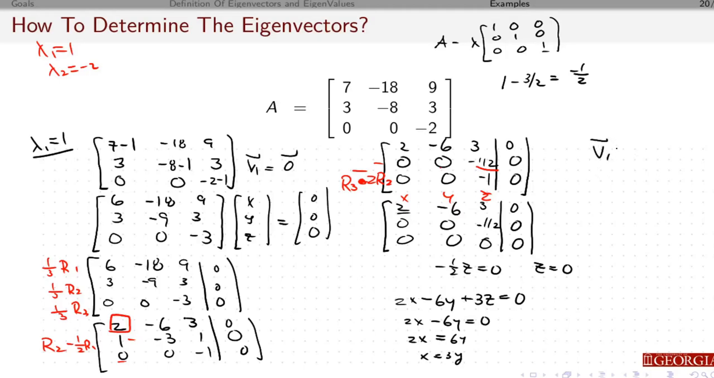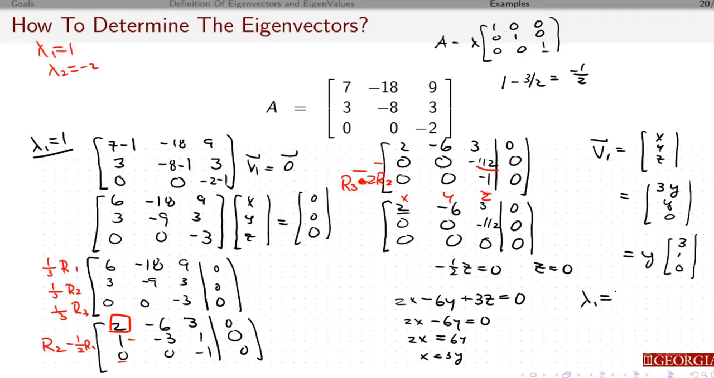So my vector now, I said, was x, y, z. X is 3y. No pivot associated with y, so I leave it be. I know z is 0. I can factor out the y to get 3, 1, 0. So for lambda 1 equals 1, my eigenvector, I'm just going to arbitrarily choose y equals 1, is 3, 1, 0. So anything that looks like a number times 3, 1, 0 will be an eigenvector whose eigenvalue associated with it is 1.